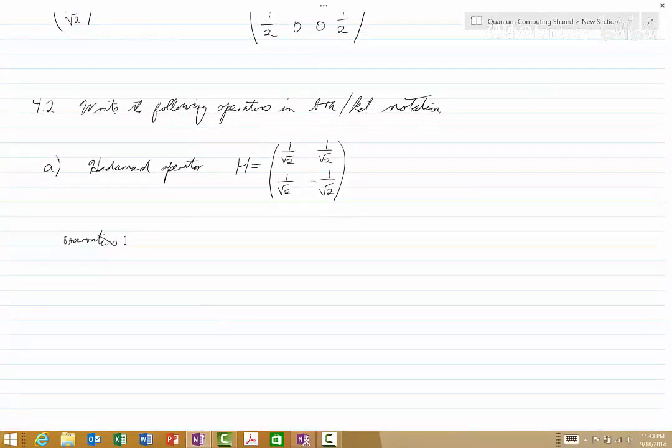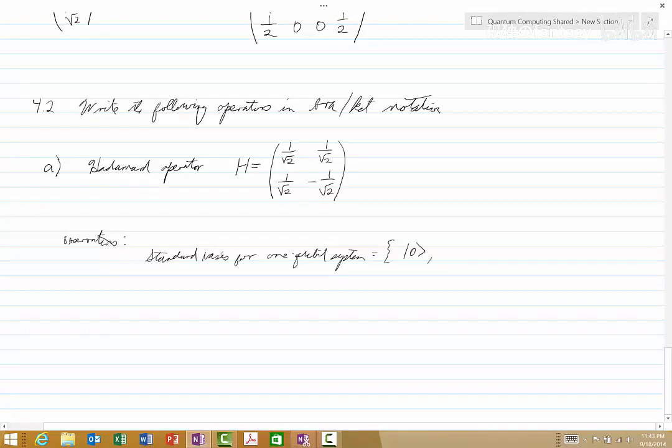If we're working with a 1 qubit system and we have the standard basis for the 1 qubit system, we have this, and we remember that the associated column vectors will be 1, 0, and 0, 1.